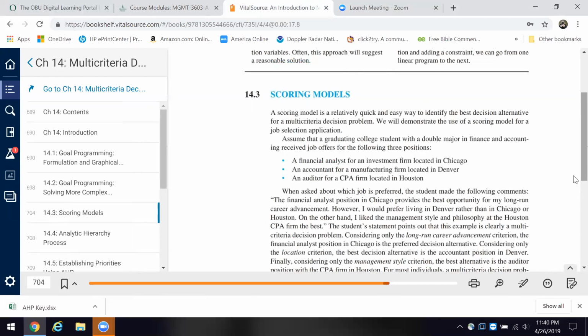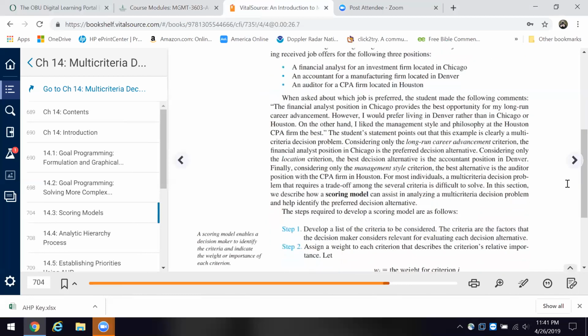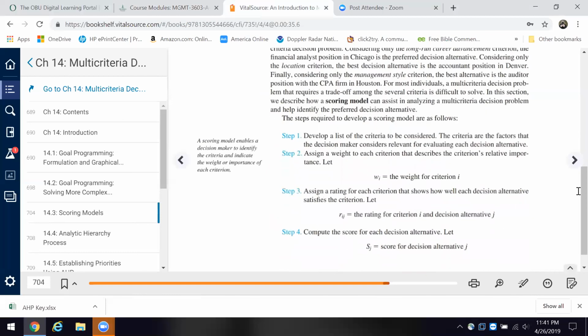And we're given a simple example, but for many of you quite pertinent, and that is trying to decide which of 3 job offers that this person wants to take. And they have 3 offers here: a financial analyst for an investment firm in Chicago, an accountant for a manufacturing firm in Denver, and an auditor for a CPA firm located in Houston. Okay? And we get some verbiage here from the authors about the student's perception of the job offer that they want, but they've got multiple criteria, and here they are.